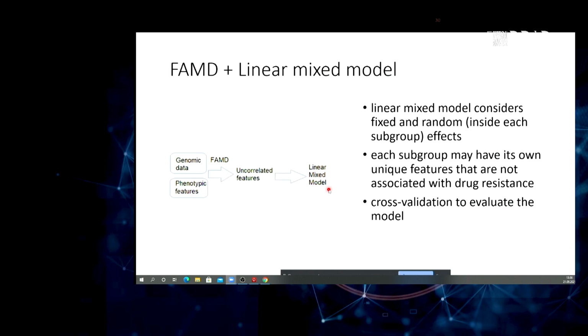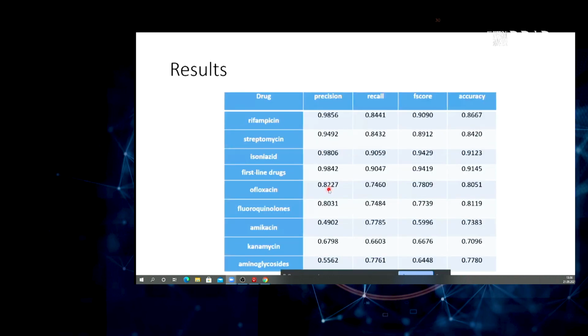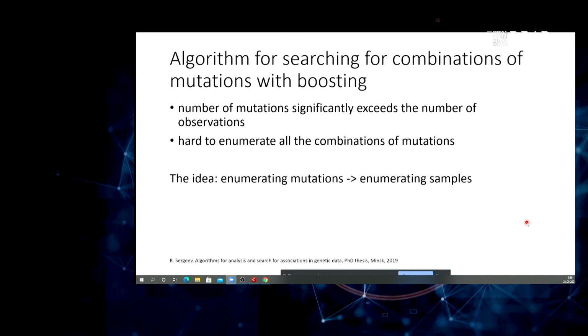To obtain the model, we used cross-validation. We used four basic metrics: precision, recall, F-score, and accuracy. For the first-line drugs, scores are good. For fluoroquinolones, scores are satisfactory. And for aminoglycosides, scores are low. That means that we cannot build a good classifier for them.